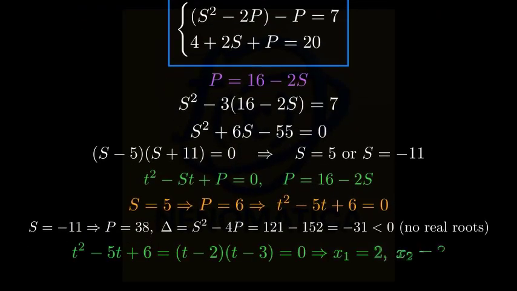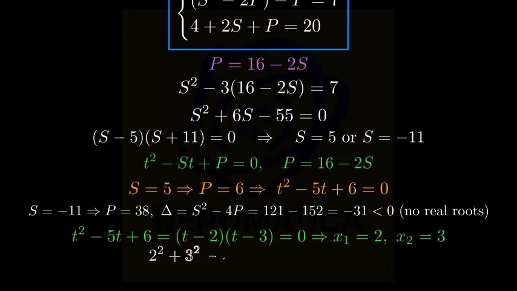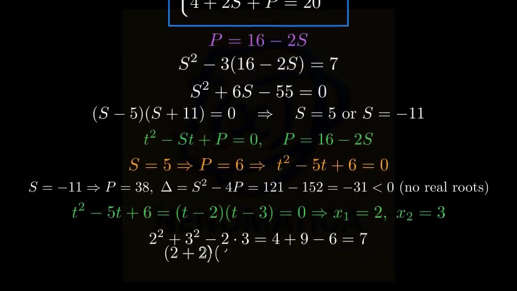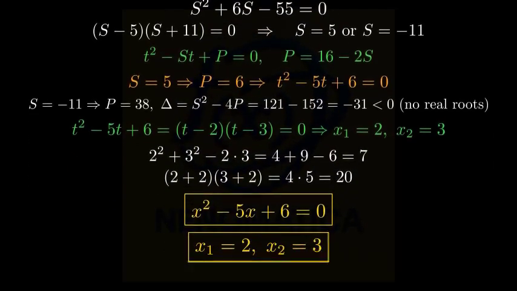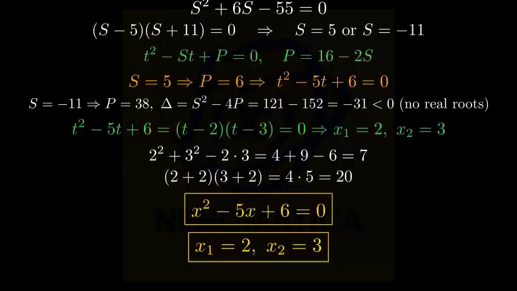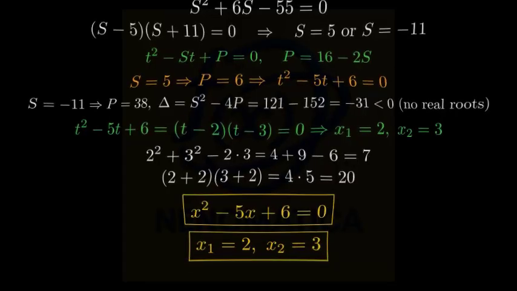Factoring t squared minus 5t plus 6 gives t minus 2 times t minus 3 equals 0. So the roots are 2 and 3. Check in the original conditions. 2 squared plus 3 squared minus 2 times 3 equals 7, and 4 times 5 equals 20. Both hold. Therefore, the quadratic with real roots satisfying the conditions is x squared minus 5x plus 6 equals 0, and the roots are 2 and 3.